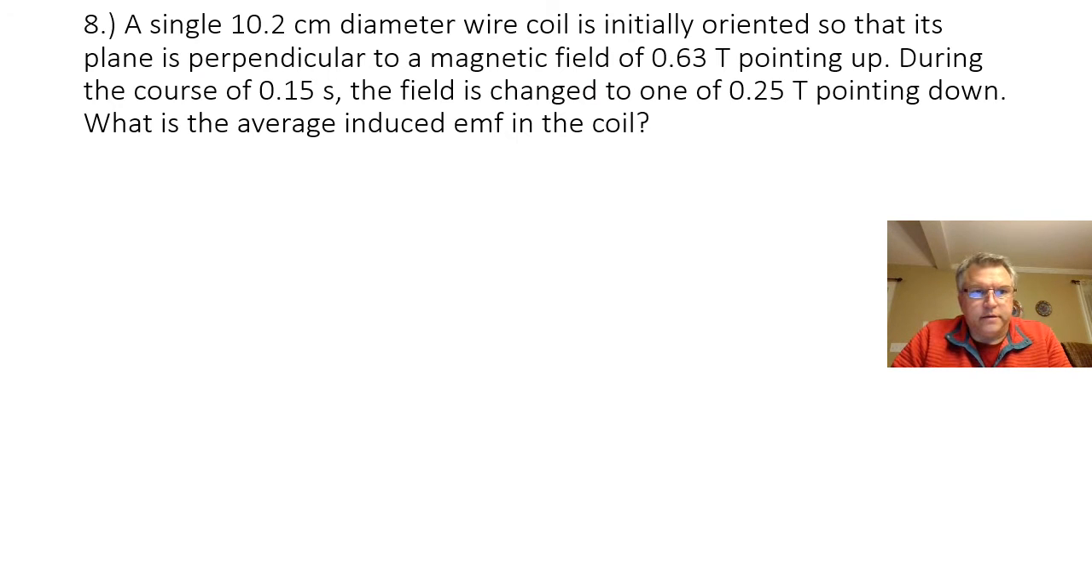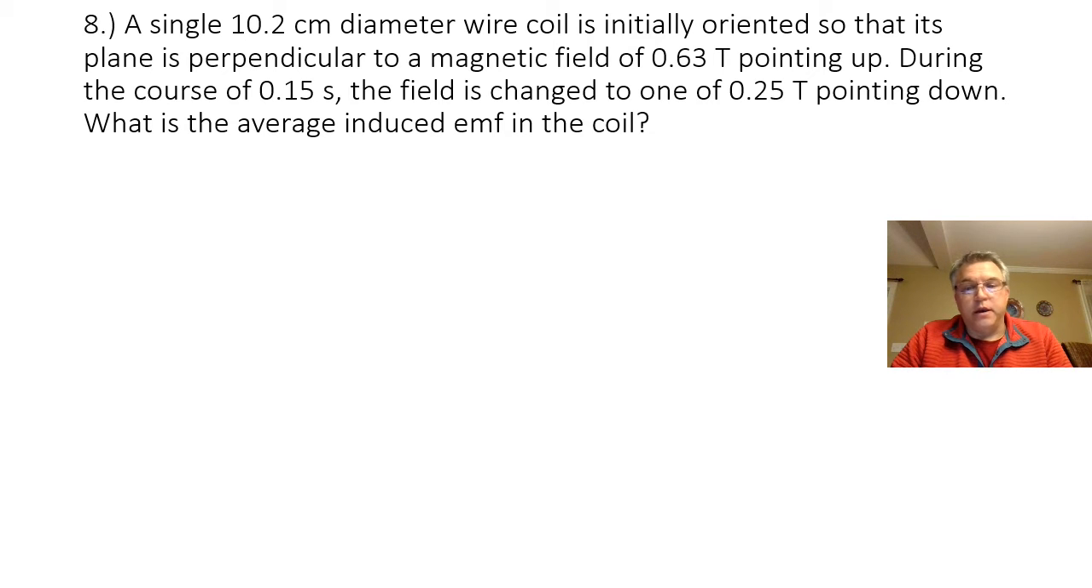Problem 8. A single 10.2 centimeter diameter coil is initially oriented so that its plane is perpendicular to a magnetic field of 0.63 Tesla pointing up. During the course of 0.15 seconds, the field is changed to one of 0.25 Tesla pointing down. What is the average induced EMF in the coil?